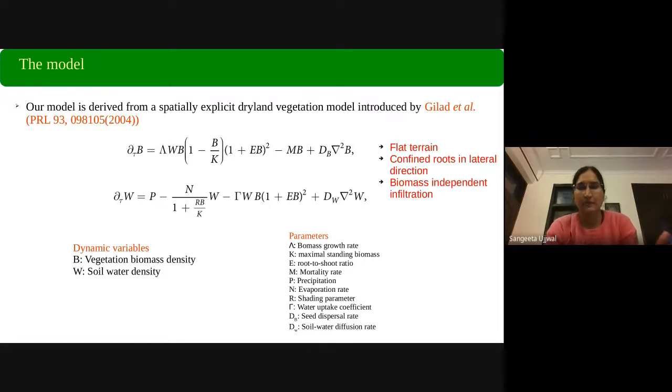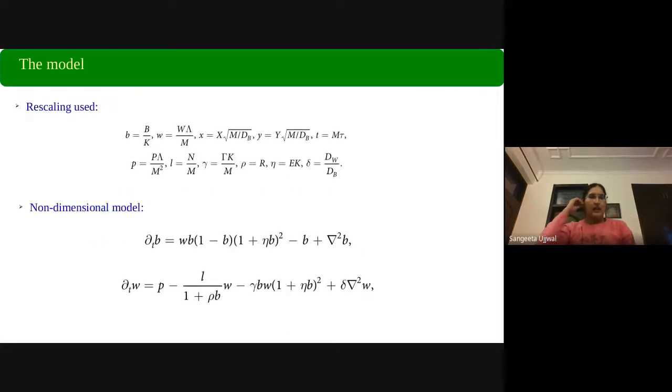So basically this is the model that we consider. This is a dimensional model. All the variables and parameters here have realistic dimensions. But for our simulation purpose, we don't use the dimensional model, we use the non-dimensional model. For that, we do some rescaling of parameters. This is the rescaling that we have used, and then we arrived at this non-dimensional model. In the non-dimensional model, we get rid of some redundant parameters, and we arrive at these equations. Basically, we simulate these equations.